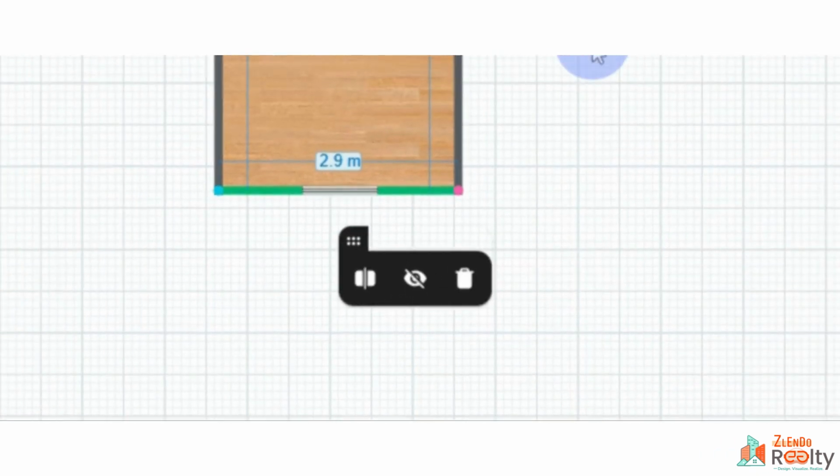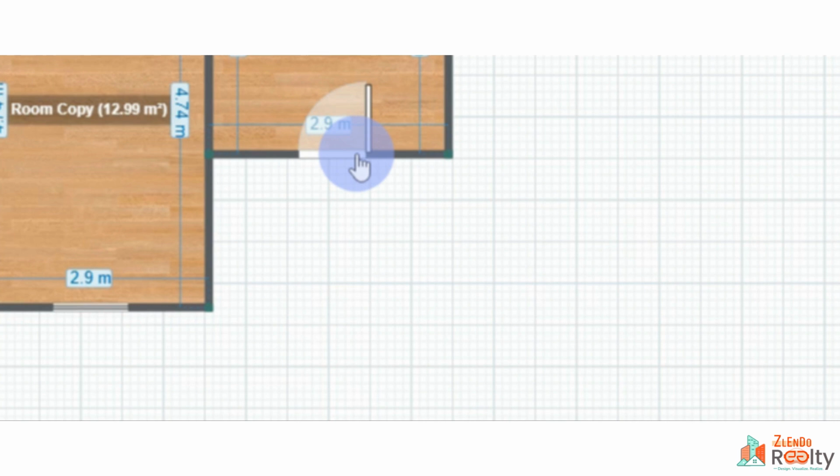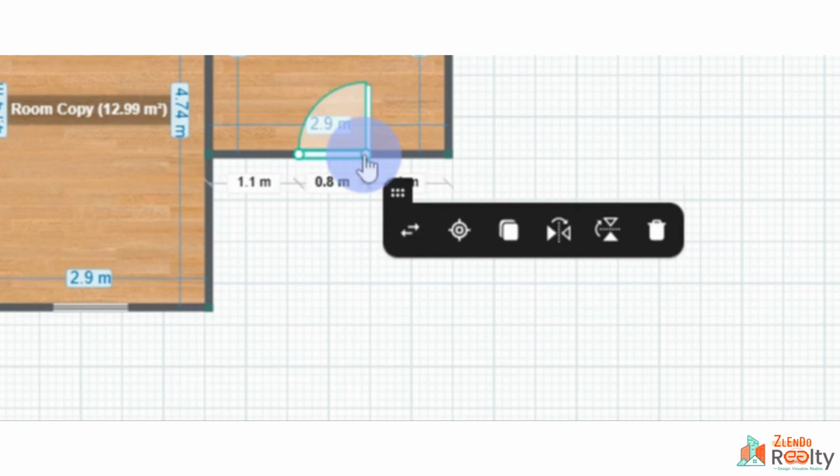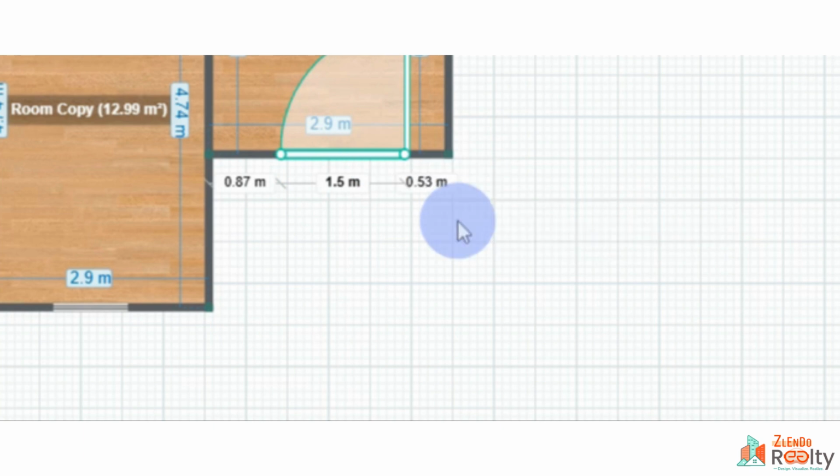Once placed, select the door or window to customize it easily by dragging or by changing the measurement values. You can replace it with another model from the library.